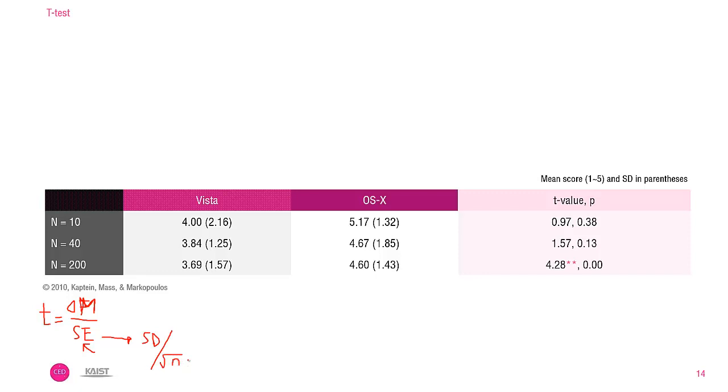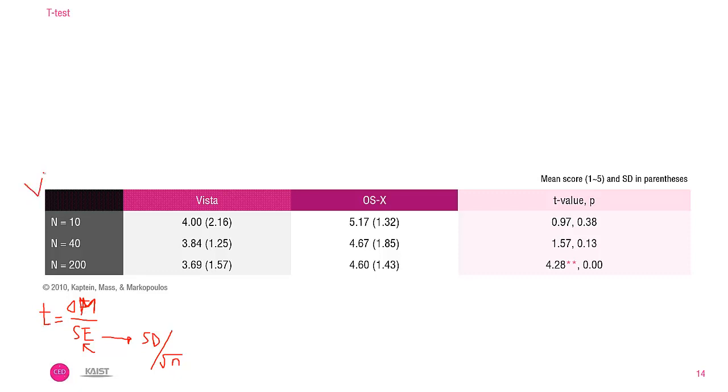Therefore, when the standard deviation values are equal, a larger sample will result in a smaller SE. The smaller standard error will result in a larger t-value. When the t-value is larger, you are more likely to reach the criteria in the t-distribution.